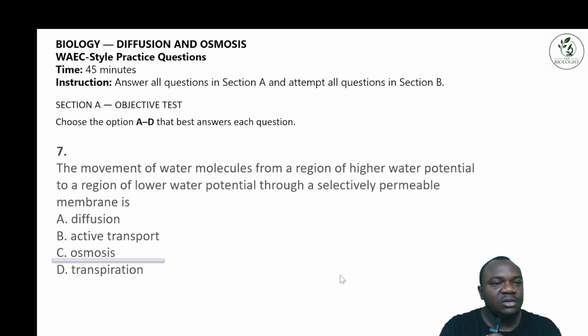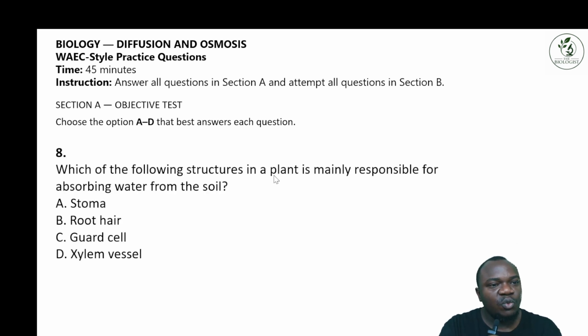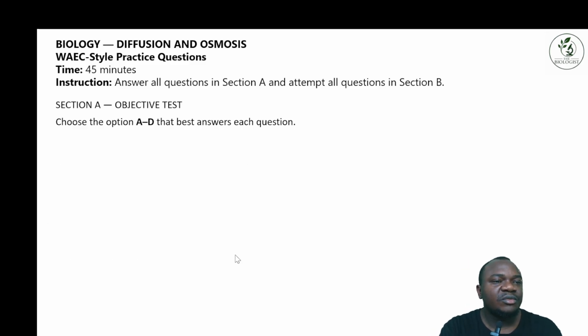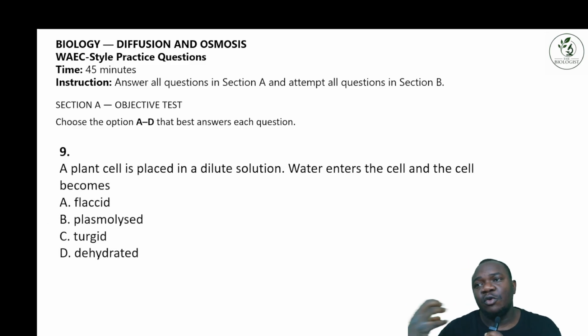Your osmosis. So which of the following structures in plants is mainly responsible for absorbing water from the soil? So that is your root hair, not the stomata, not the guard cell, it is your root hair. And don't forget, absorbing water from the soil is a process of osmosis.